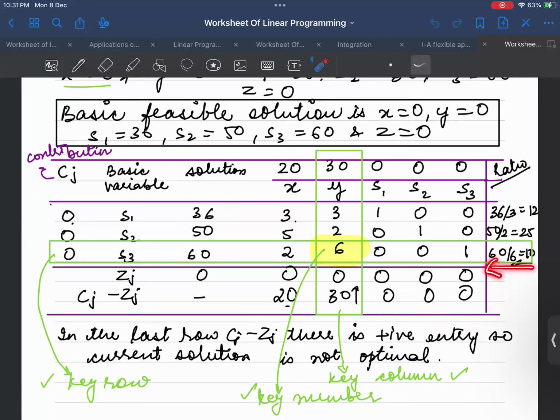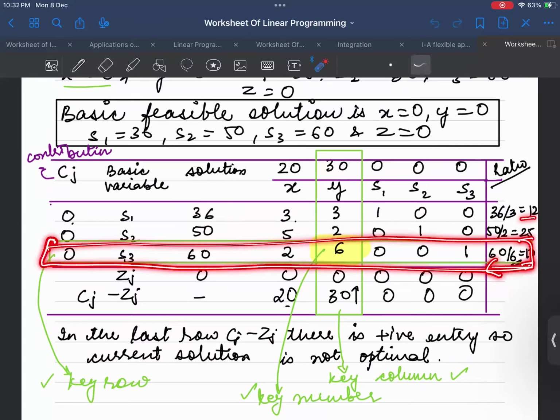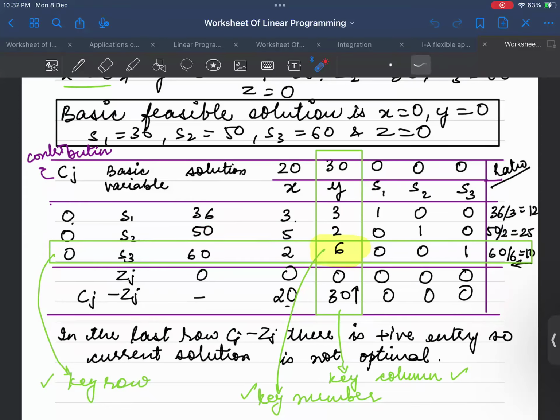Non-negative and minimum. These are 12, 25, 10. 10 is the minimum, so this would be my key row. This is my key row. And the number intersecting the key row and the key column is my key number. I think it's clear.